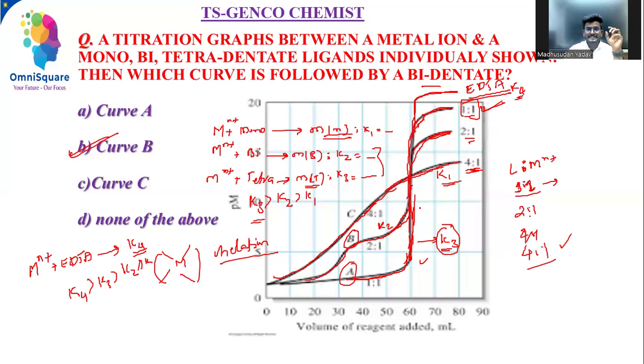So the break point is important. With the help of the break point, you can easily decide which type of ligand the curve indicates. So if it is a bidentate, it is B. If it is a monodentate, it is C. If it is a tetradentate, it is A. So EDTA, I said, may take from here like this. That is also 1:1 type, but its stability constant is much bigger than the tetradentate. So this is how you have to attend.